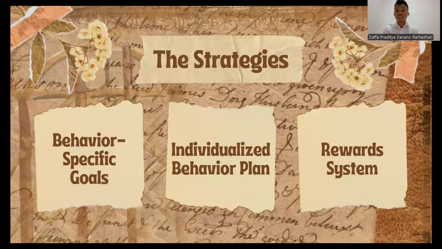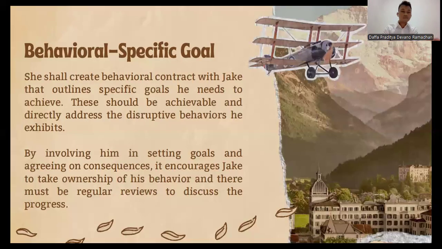Okay, there are also three strategies for this case. The first is behavior-specific goals. Secondly is an individualized behavior plan, and the last one is a reward system. And we're about to elaborate on each of these points that I would like to present to you now.